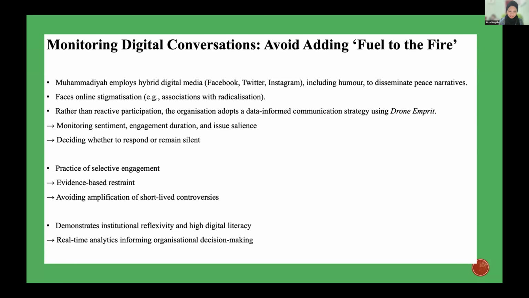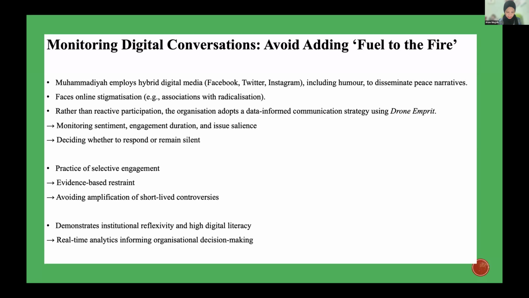Much of the existing literature portrays digital communication as inherently participatory and democratizing, a space where users simultaneously produce and consume content. However, the Muhammadiyah case complicates this assumption. Rather than responding reactively to online controversy, the organization adopts a cautious and data-informed approach using drone upgrade. They monitor real-time sentiment, engagement patterns, and the duration of public attention before deciding whether to intervene or remain silent. This reflects a shift from participatory spontaneity toward strategic participation.